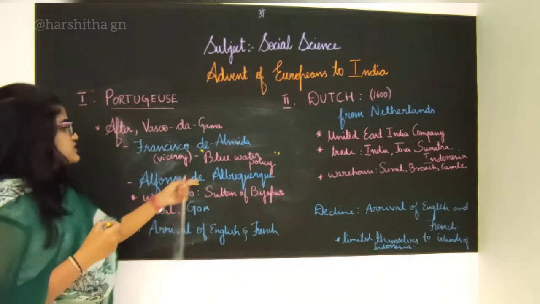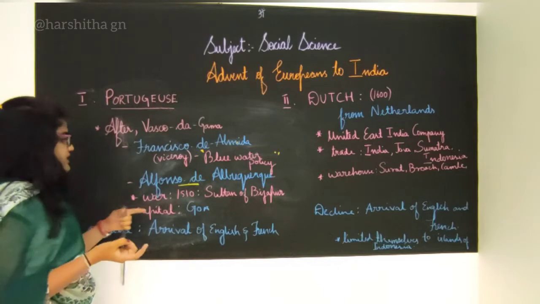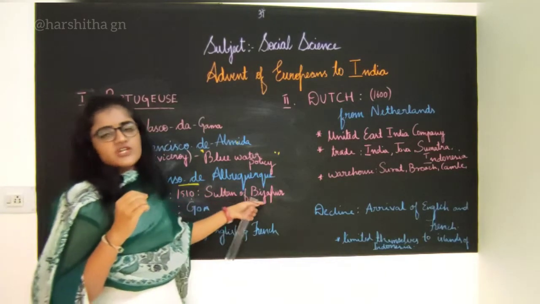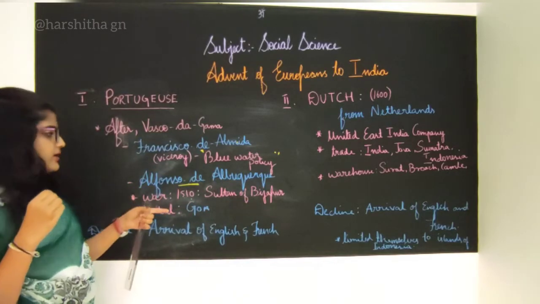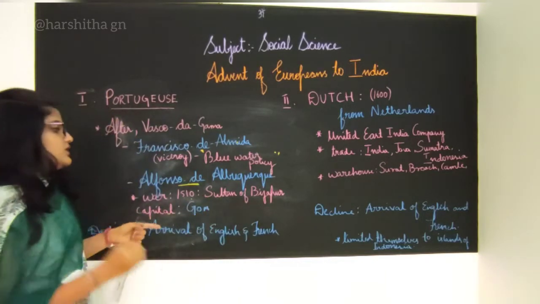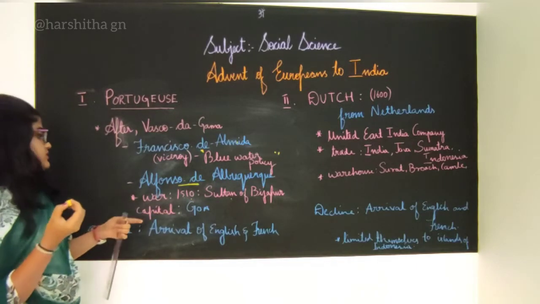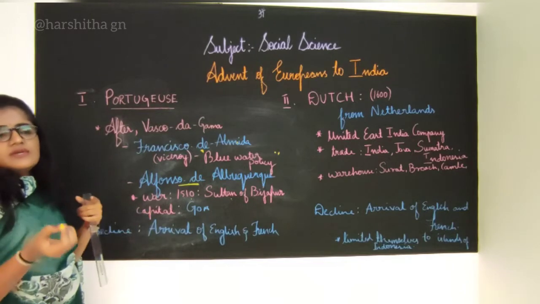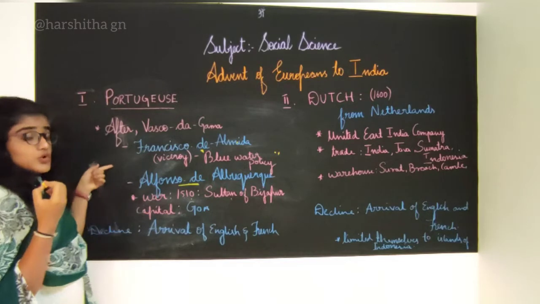So this Alfonso de Albuquerque waged a war in the year 1510 against the Sultan of Bijapur and won Goa. He won Goa by the war. So they made Goa their capital. Goa is the administrative center of the Portuguese.